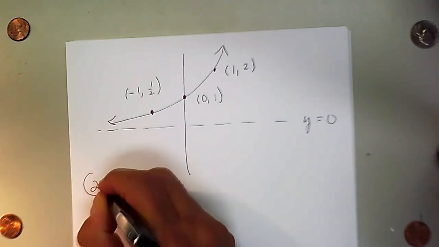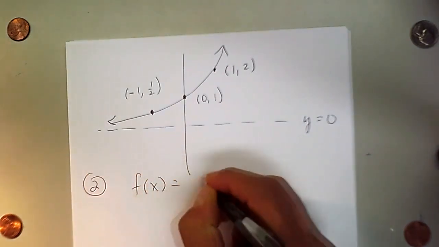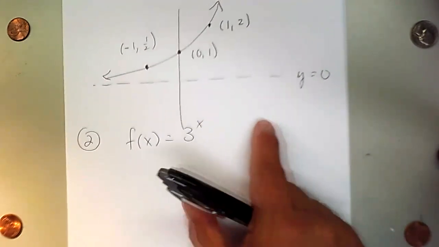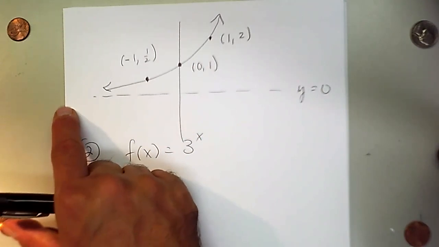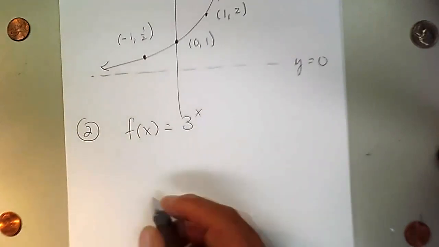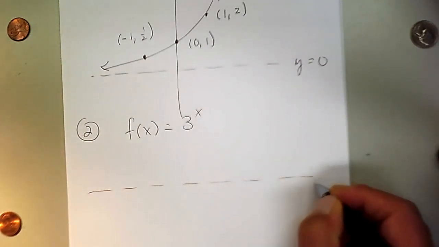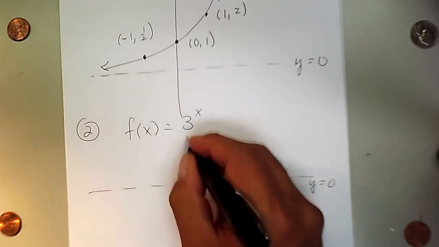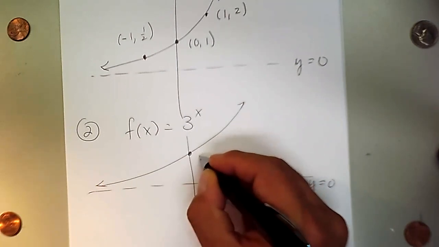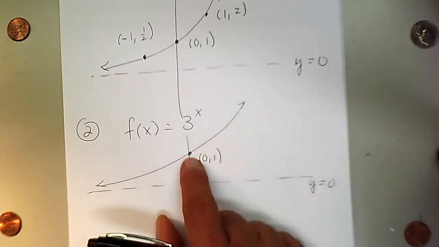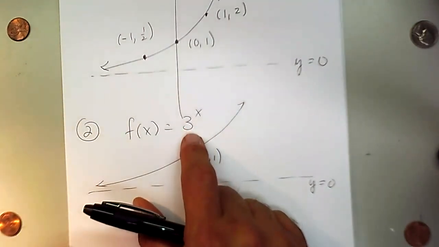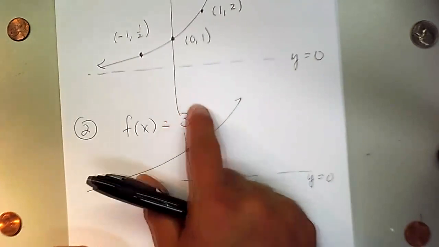As a second example, if you have f of x equals 3 to the x, we're going to have the same horizontal asymptote, and the asymptote only affects the left side of the graph. It does not affect the right side, which is not what happens with rational functions. So again, we have a horizontal asymptote, y equals 0. The graph again goes through (0, 1). That is always the y-intercept with what I call pure exponential functions.